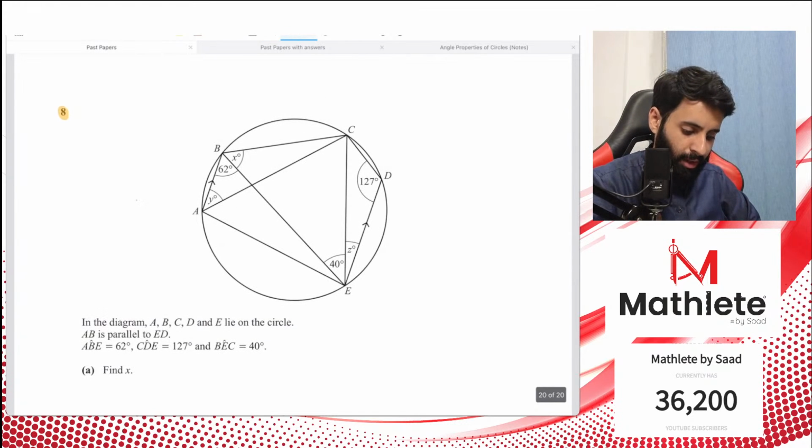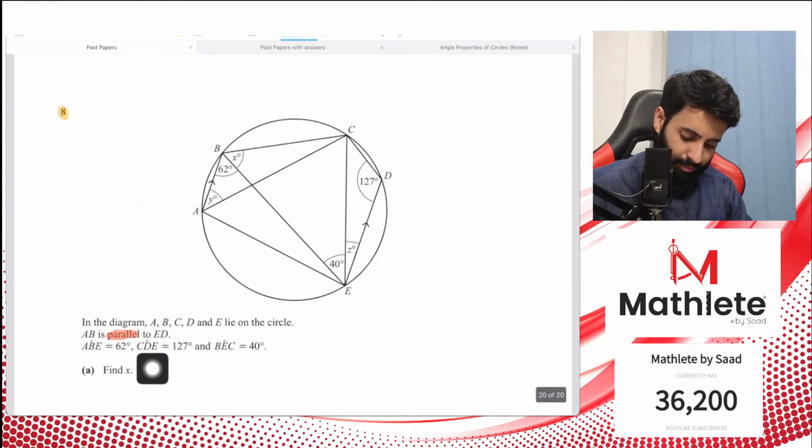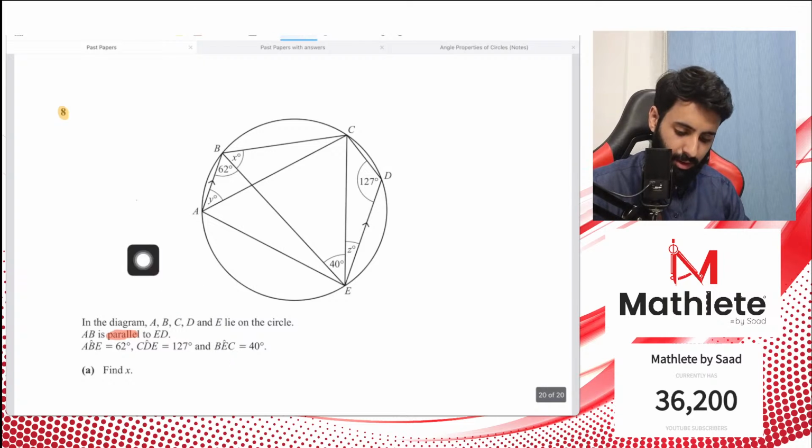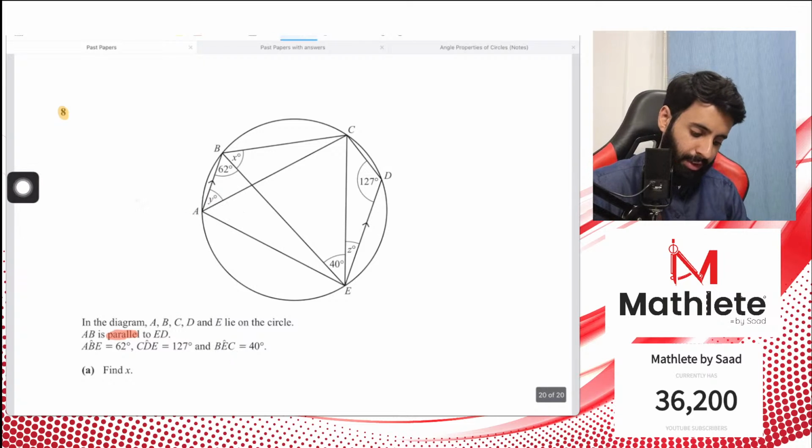Now, if you want to find out x, let's see what we can do here. Let's first read the question, in fact. It says A, B, C, D, and E lie on the circle. AB is parallel to ED. So let's highlight the word parallel. Probably one of the answers, we're going to need the help of this. ABE is 62 degrees. The rest are just the angles that we can also see in the diagram. Now you have to find out the value of x.